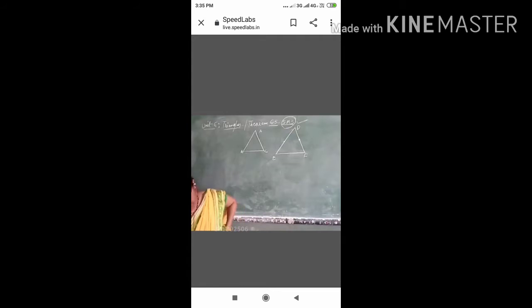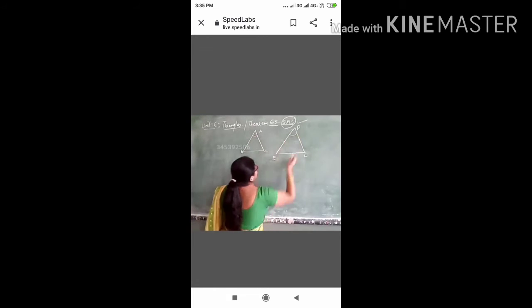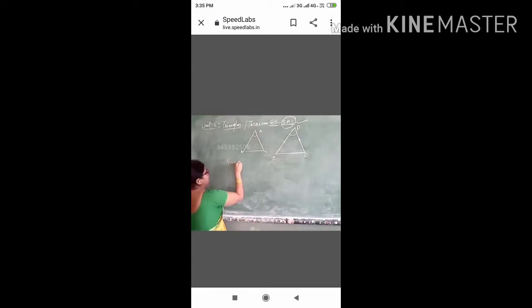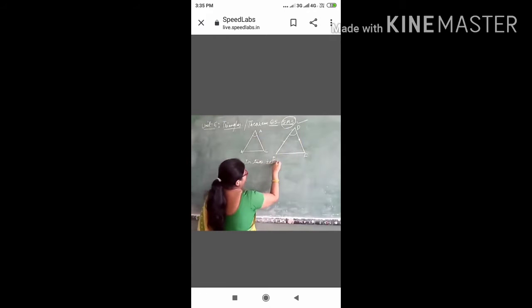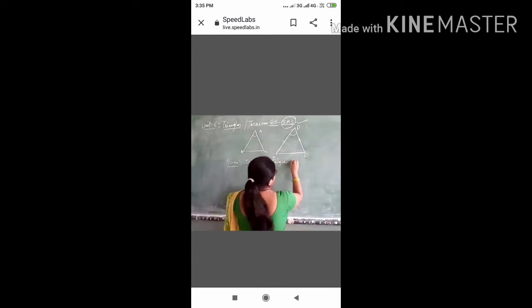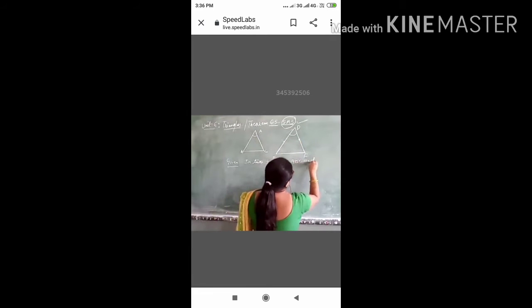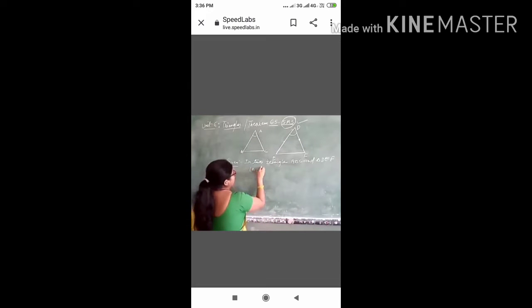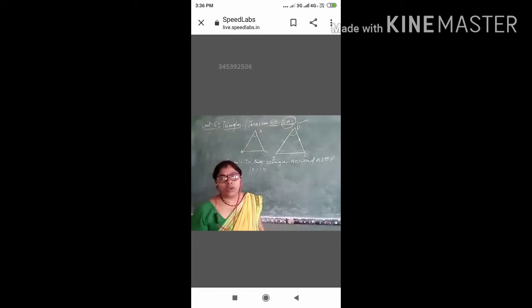Triangle is equal to one angle of the other triangle. One angle of one triangle is equal to one angle of the other triangle. So we take it given in two triangles ABC and triangle DEF, angle A is equal to angle D. One angle of one triangle is equal to one angle of another triangle, and the sides including these angles are proportional.